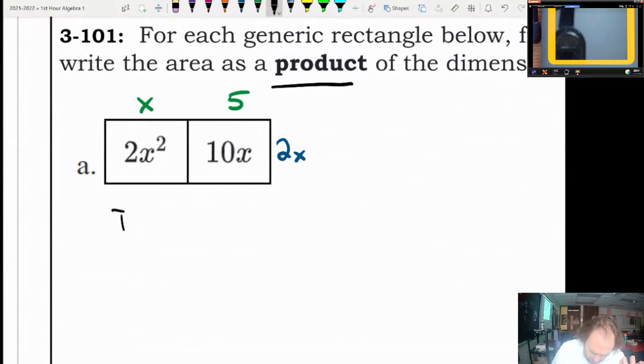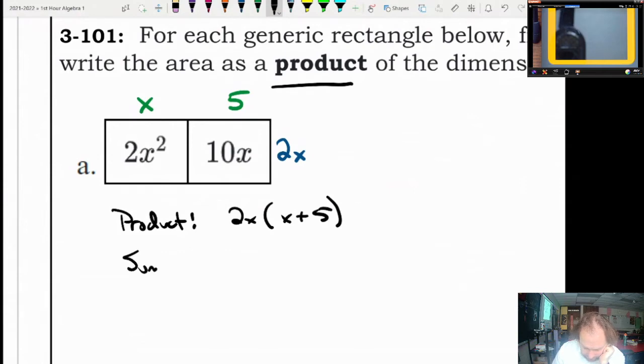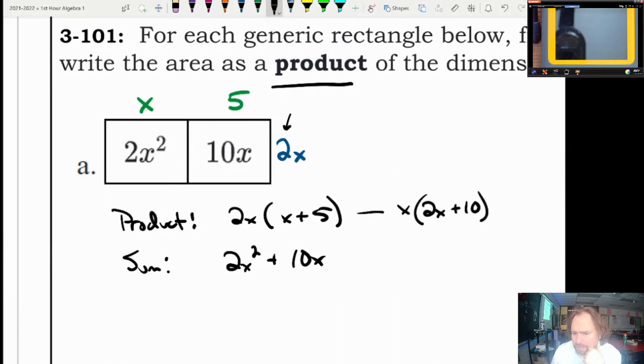So, as a product, your answer looks like this, 2x times x plus 5. And as a sum, your answer will be 2x squared plus 10x. It's worth mentioning that if you didn't catch the 2 in this problem, you could also write this as x times 2x plus 10. That would also do the trick a little differently. It's not as good, but it's also correct.